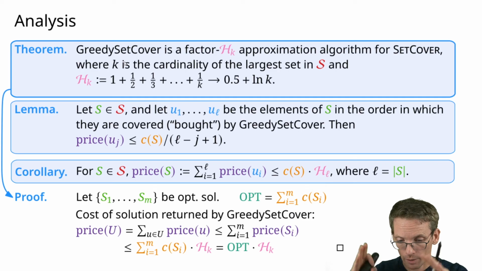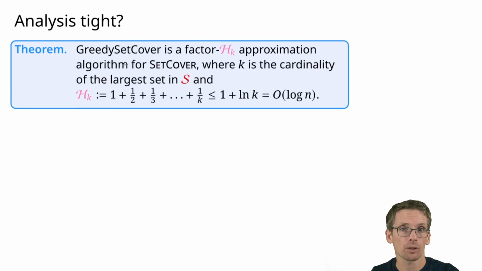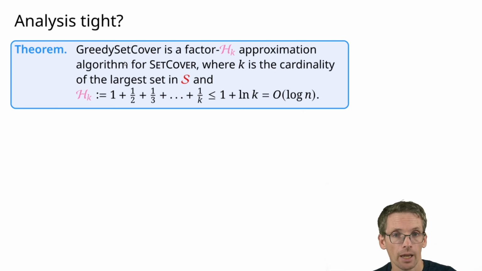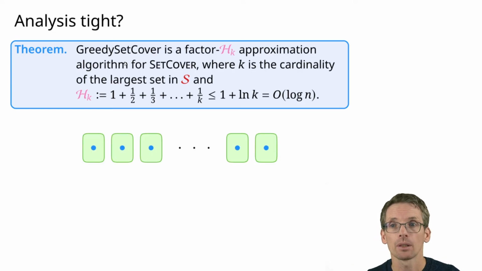Now we have H_k as an approximation factor. The question is: is the analysis tight? Is this actually the approximation factor that the algorithm achieves, or does it achieve a better approximation factor? We can prove that this is actually the best that we can get, and we do this using an example, and that is the following.